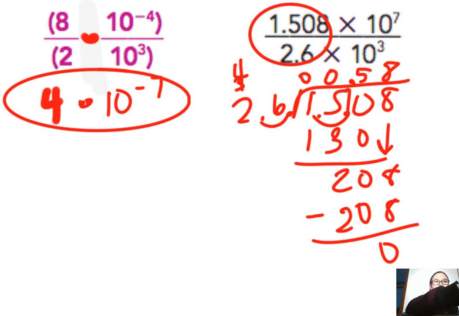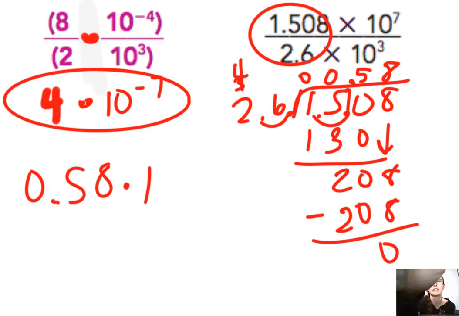So I need to erase some of this. Maybe I'll do it over here. 0.58 times 10 to the fourth. Because of the quotient rule, I subtract the exponents. Now I'm not done because a mantissa is not between 1 and 10.